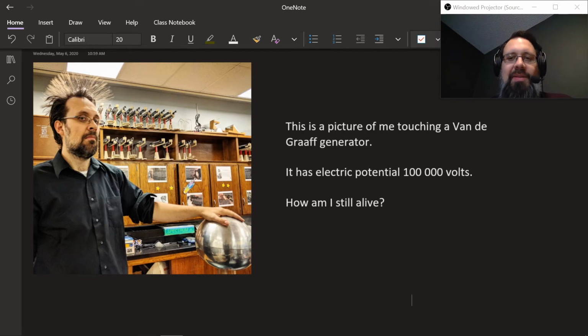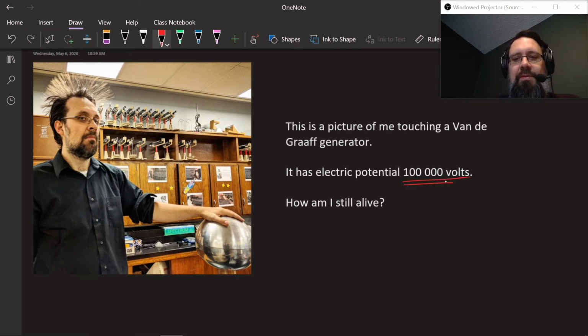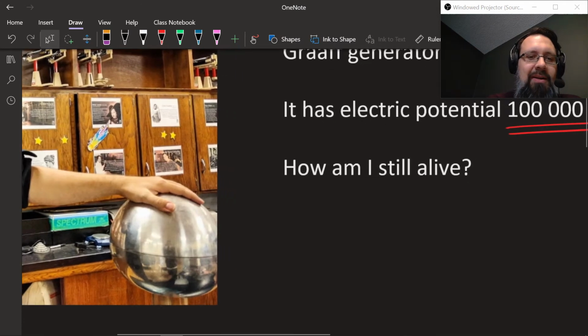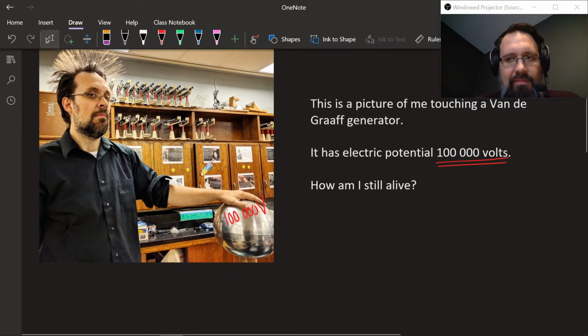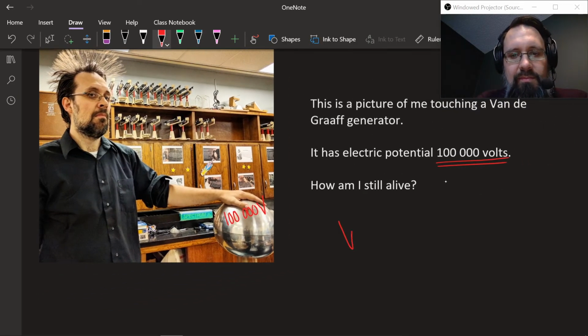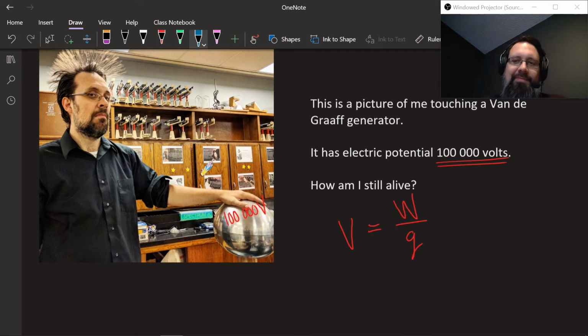It has electric potential 100,000 volts. So when I touch my hand right there, that's 100,000 volts. How am I not dead? Thoughts, ideas? Doesn't it go into the earth? No, it goes into me.